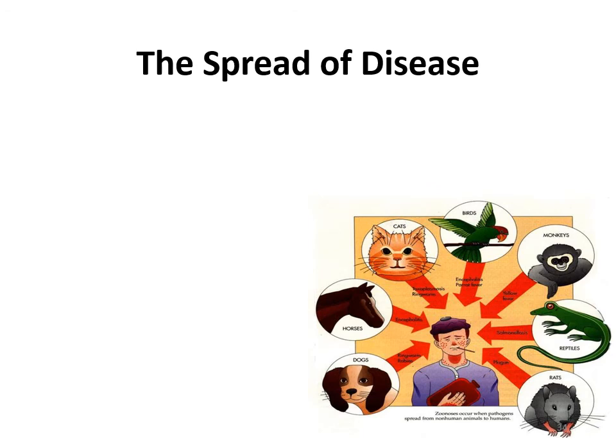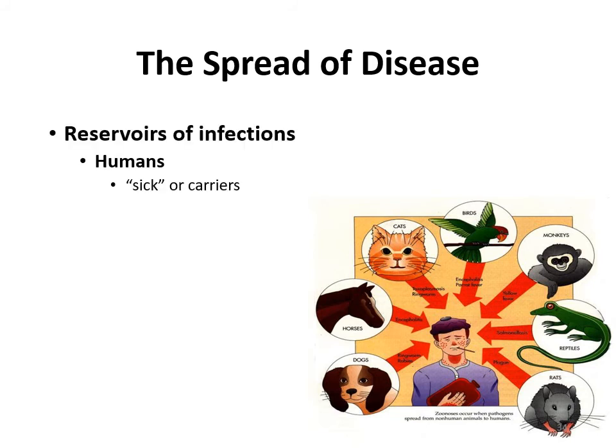So speaking of pandemics and the spread of disease, when you think of the spread of disease, you can think either big worldwide spread or even within your own home, your own everyday life. There are various ways for disease to spread because there are various reservoirs of infection, meaning things housing the pathogens. So the first big category of reservoirs of infections are humans. And humans as reservoirs can either be sick people or they can be carriers.